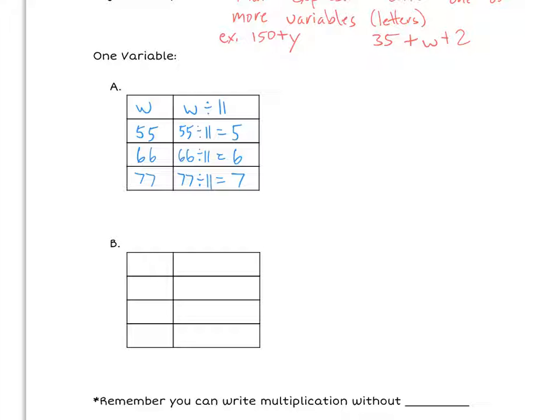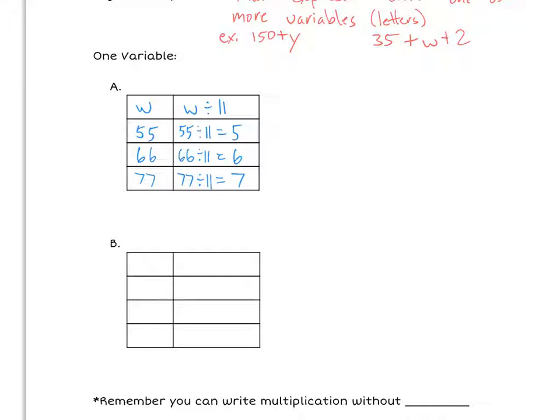What was my constant in that problem? 11. That's the number that never changed. Okay? So my variable was my W, and that changed. I told you what W was going to be each time, and you replaced it, you substituted it in there.